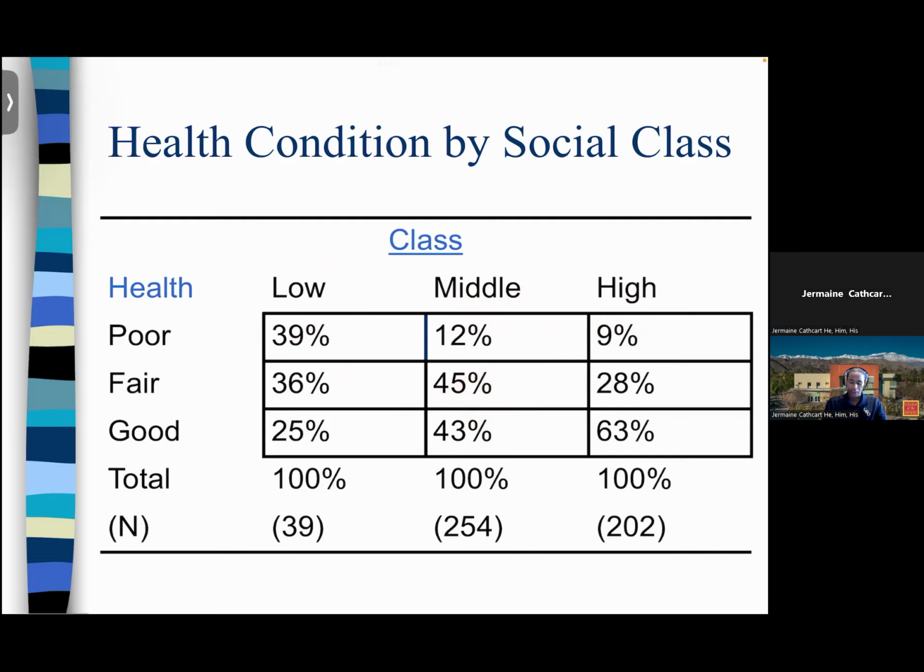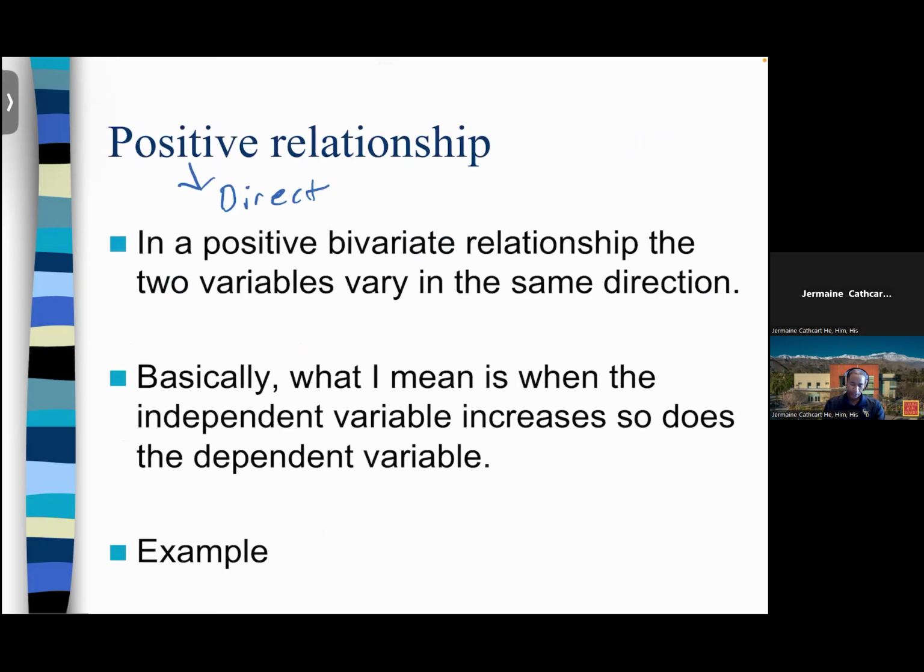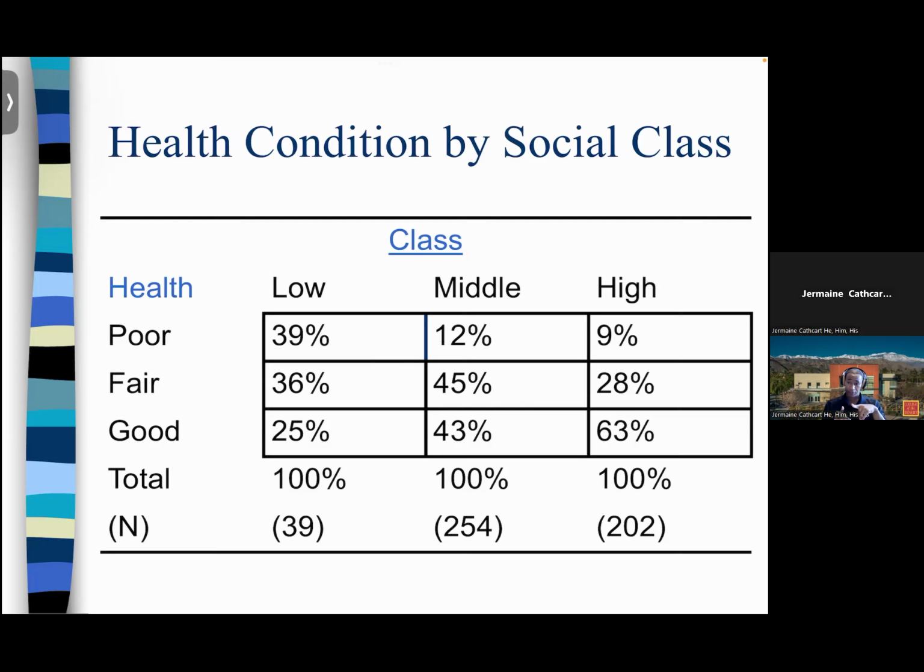So that's why I tell students a better way to look at cross tabs, especially when there's a lot of categories. This is just a 3 by 3 table, right? You have like a 5 by 5 or a 6 by 6. It's easier to focus on the extreme, like the high and the low and the poor and the good versus the fair and the middle in this example. Okay. So that is an example of a positive relationship, okay, where the two variables are going in the same direction, either going up together or going down together.